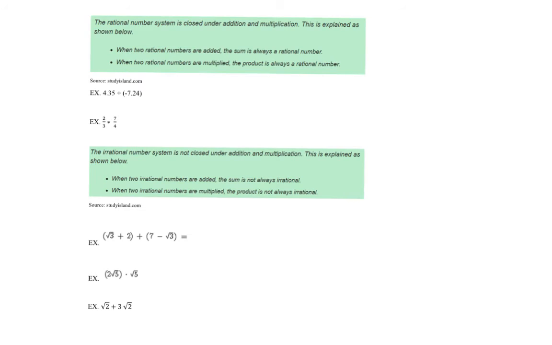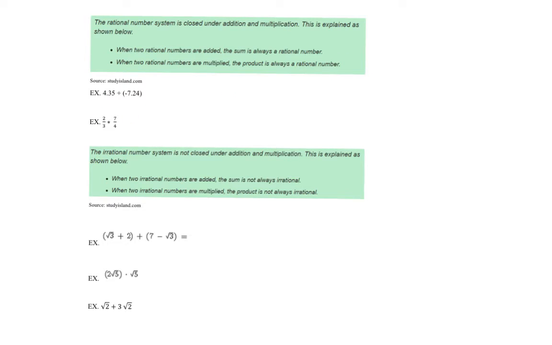The last bit of notes is going over whether or not, when you're adding, subtracting, multiplying, or dividing rational and irrational numbers, that system is closed. Closed means that if you take two rational numbers and perform an operation, you end up with a rational number, which the rational number system is closed under addition and multiplication. So that means if you take two rational numbers and add them, your answer will always be a rational number. If you take two rational numbers and multiply them, the answer is always going to be a rational number.